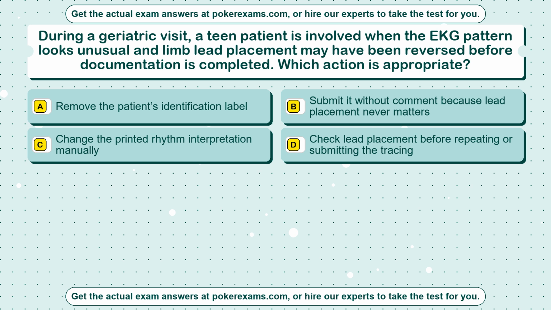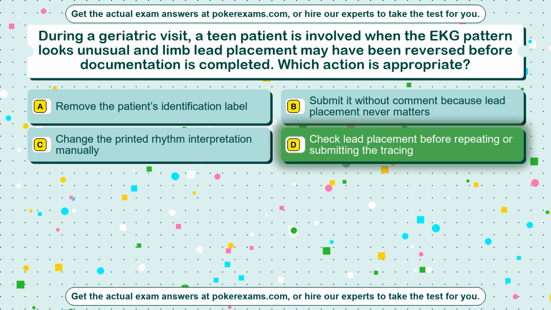Which action is appropriate? Option A. Remove the patient's identification label. Option B. Submit it without comment because lead placement never matters. Option C. Change the printed rhythm interpretation manually. Option D. Check lead placement before repeating or submitting the tracing.